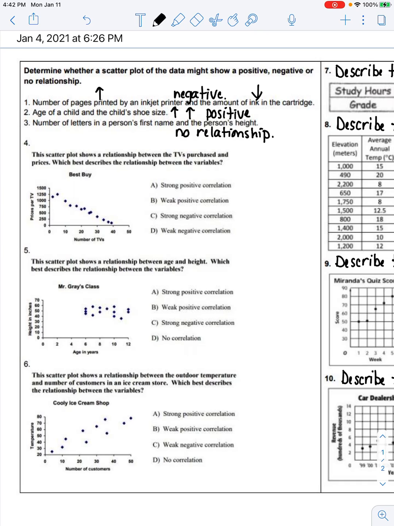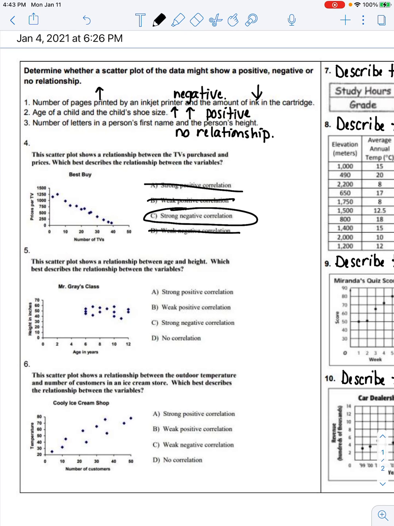So if you look at 4, those are tight together, so it's going to be strong. So I mark out B and D. And then I notice that my points or dots are decreasing, they're going down. So that is going to be a strong negative correlation.